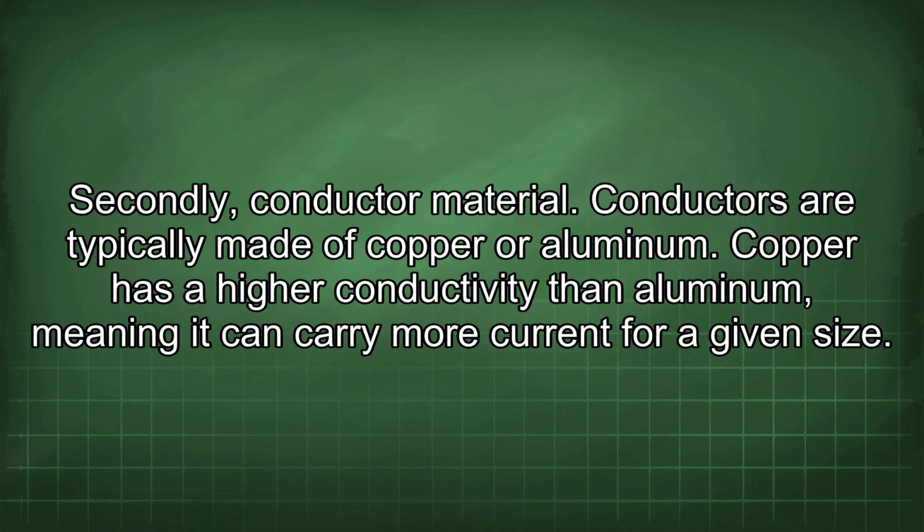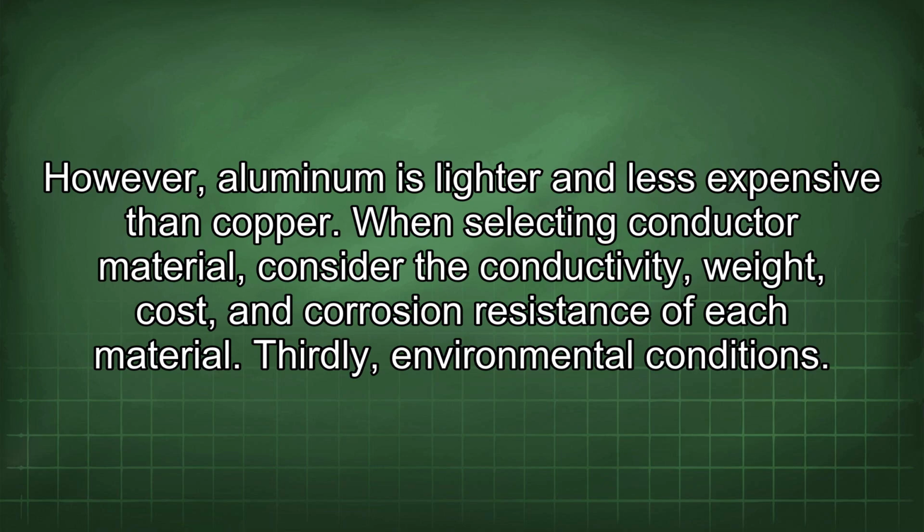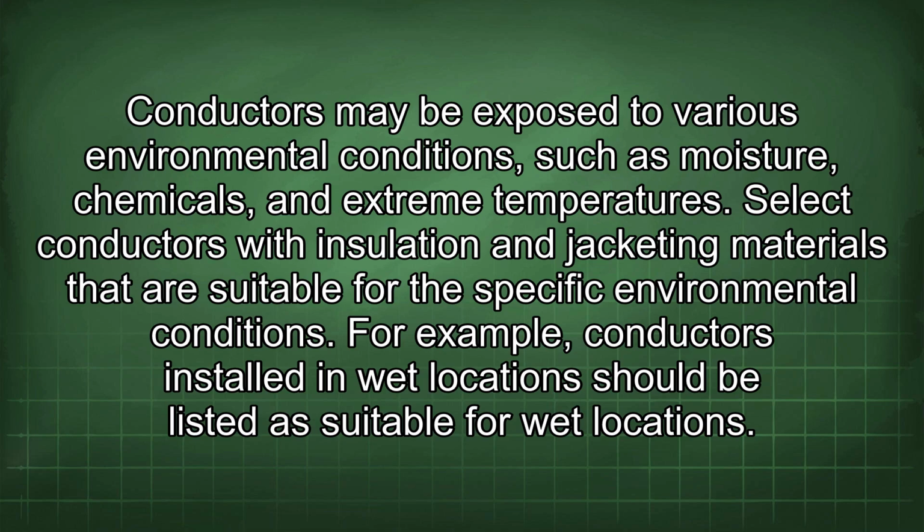Secondly, conductor material. Conductors are typically made of copper or aluminum. Copper has a higher conductivity than aluminum, meaning it can carry more current for a given size. However, aluminum is lighter and less expensive than copper. When selecting conductor material, consider the conductivity, weight, cost, and corrosion resistance of each material. Thirdly, environmental conditions. Conductors may be exposed to various environmental conditions, such as moisture, chemicals, and extreme temperatures. Select conductors with insulation and jacketing materials that are suitable for the specific environmental conditions. For example, conductors installed in wet locations should be listed as suitable for wet locations.